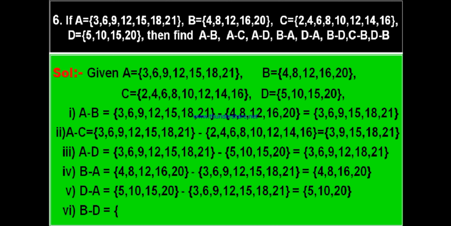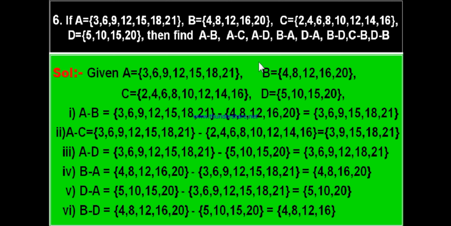And the next bit is, sixth bit is B minus D. B minus D means set B is equal to 4, 8, 12, 16, 20 minus set D. D is equal to set 5, 10, 15, 20. Now what are common elements from both the sets? You can find 20 in both the sets. Therefore cancel 20. If you cancel 20, then what are left in first set? 4, 8, 12, 16. Therefore B minus D is equal to set of 4, 8, 12, 16.